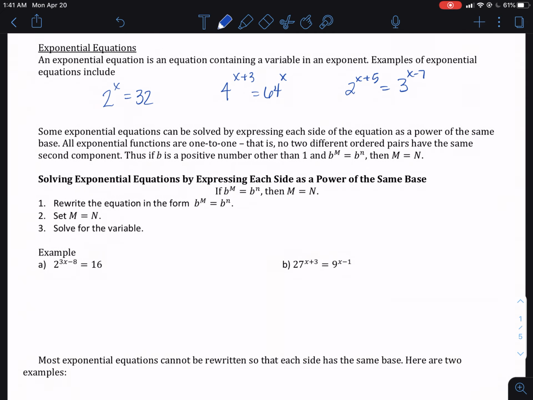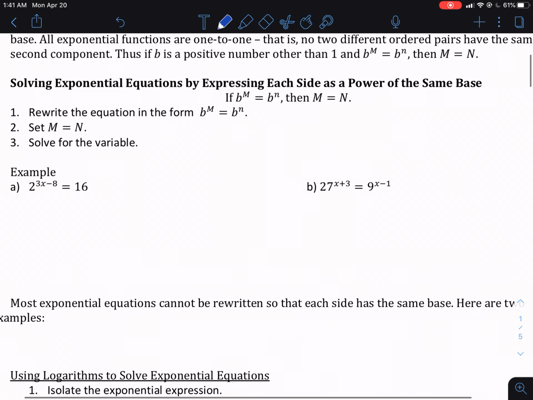So if we look at this first example, 2 to the 3x minus 8 power equals 16. I'm going to rewrite the right-hand side because 2 is the smallest number that we can write as a base. So is there a way we can write 2 to some power and get 16? Well, that would be 4. Now, since we have the same base, these can cancel, and we're left with 3x minus 8 equals 4. And then it's just solving a linear equation.